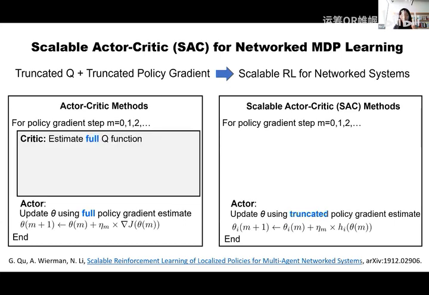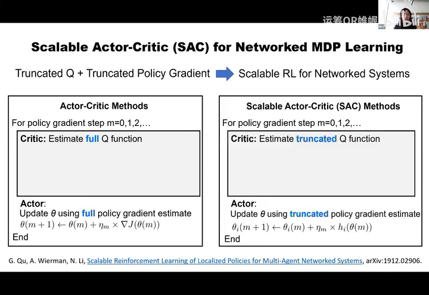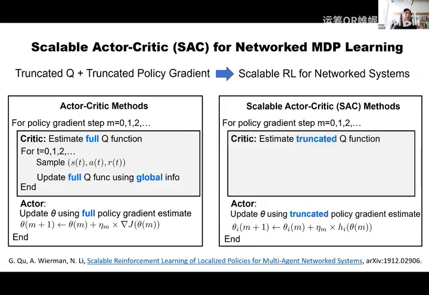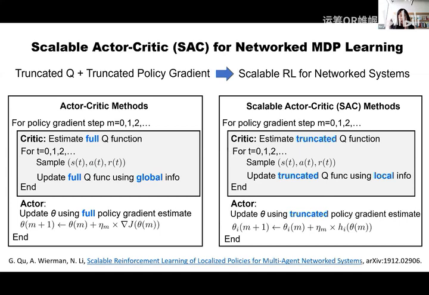How am I going to estimate the Q function? On the one hand, we can just do TD learning, but that relies on communication and huge storage to gather all the information. But if we have information constraints, then we can just use the truncated Q based on my neighboring information.